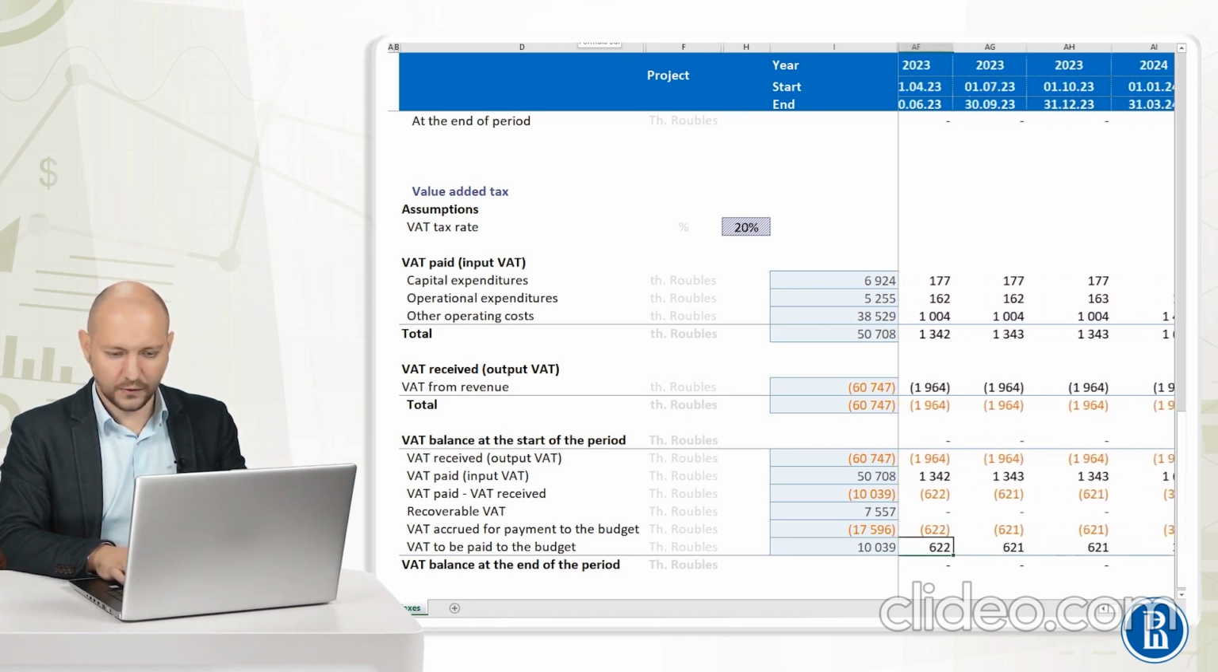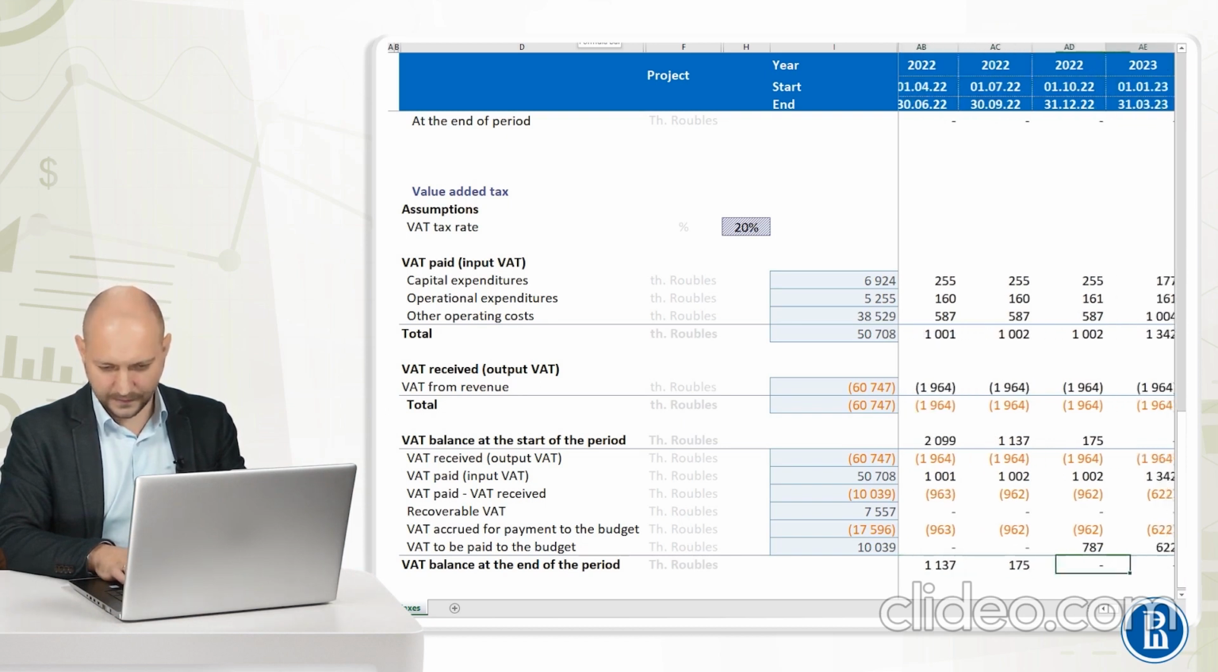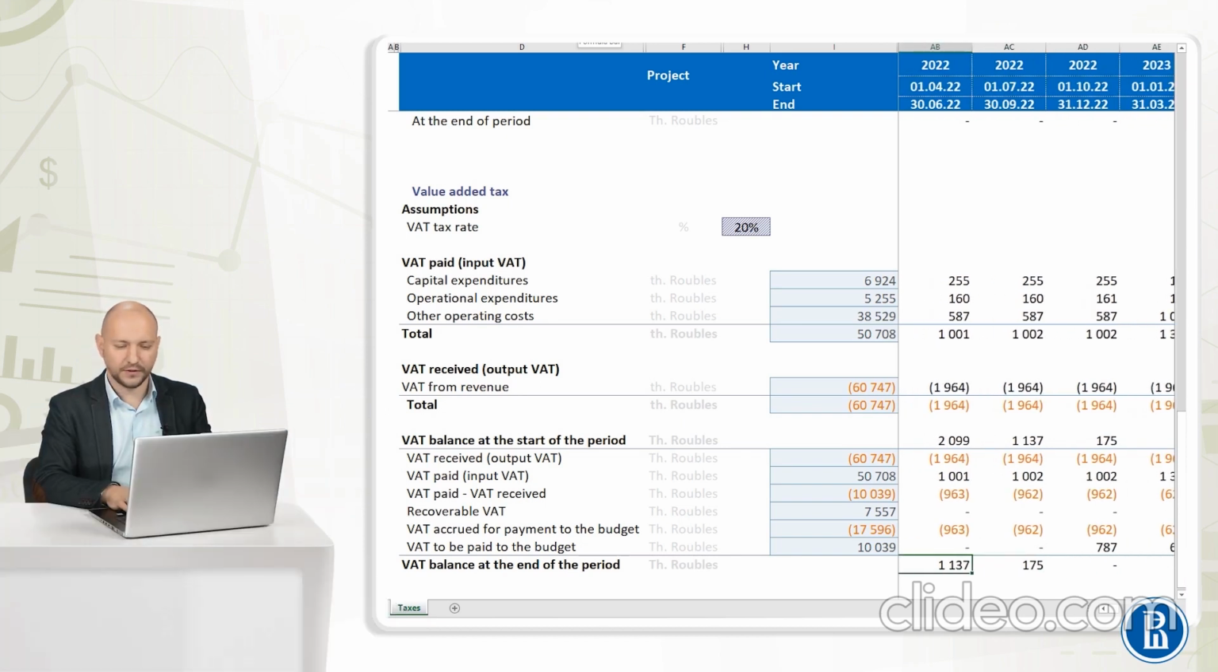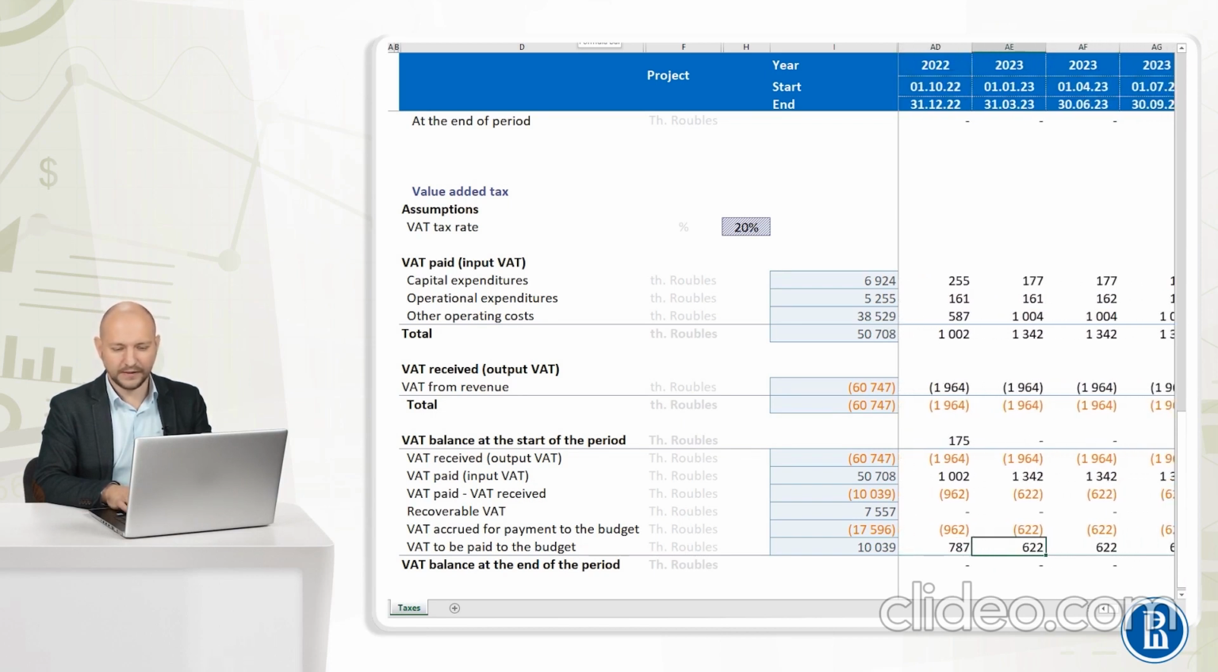And now, as we see, there is nothing left from our value-added tax balance. The company has no accumulated amount that tax authorities owe to the company, which means that for all value-added tax that we get here, we can simply calculate value-added tax paid minus value-added tax received, and this will be the amount that we should pay to the budget. So thank you.